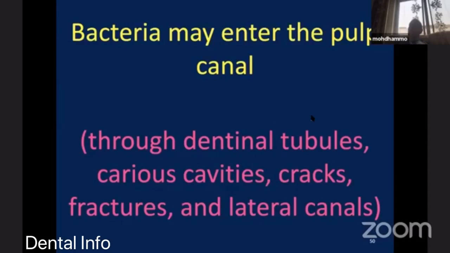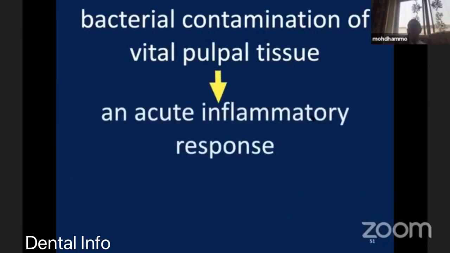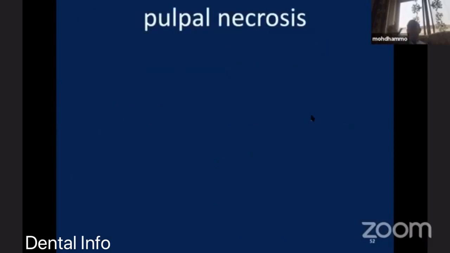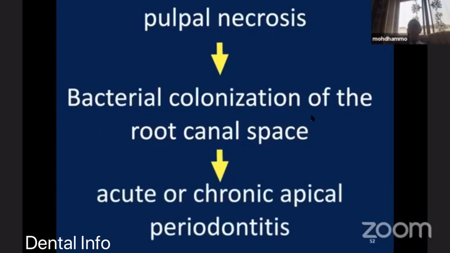It will stimulate the resorption, and the bacterial contamination of the vital pulp will cause acute inflammation of the pulp, and then clinical symptoms of pulpitis will occur. If the patient did not go to a dentist, this will advance to pulp necrosis. Then the bacteria will colonize the root canal space. Then acute or chronic apical periodontitis might occur.